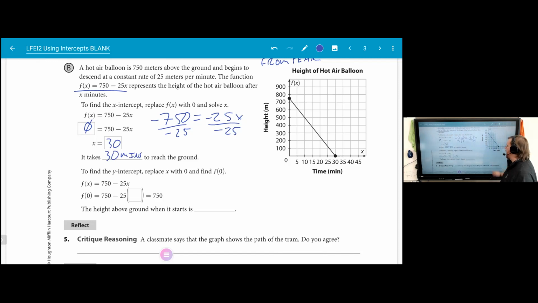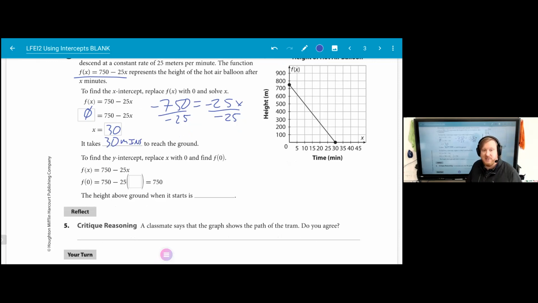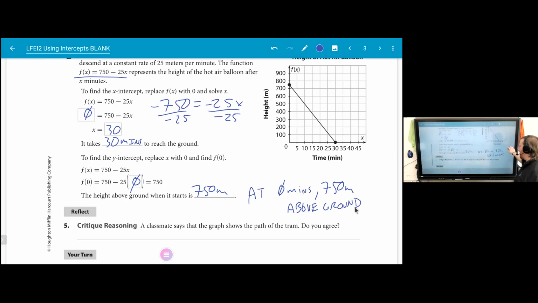Let's look at the y-intercept here. To find the y-intercept, we replace x with 0. In function notation, this is kind of cool because we can call this f of 0, or the value of the function when x is 0. 750 minus 25 times 0 is just 750. The height above the ground when it starts is 750 meters. In other words, at 0 minutes, we're 750 meters above ground.